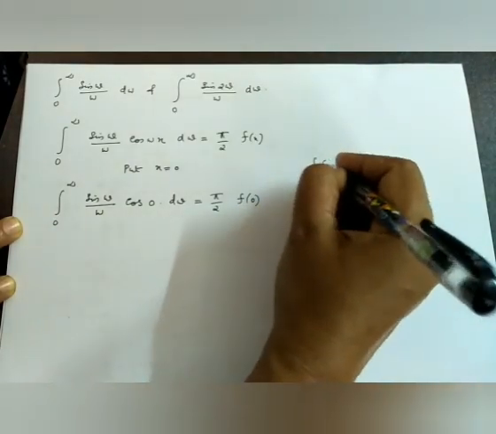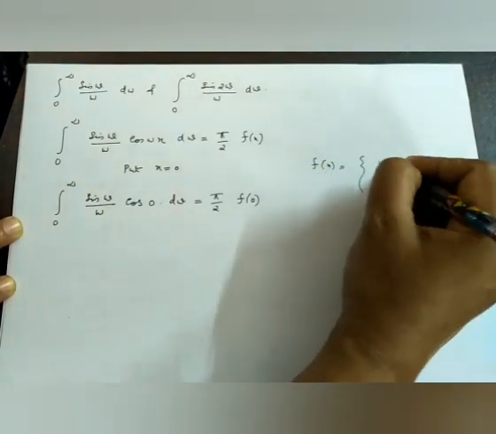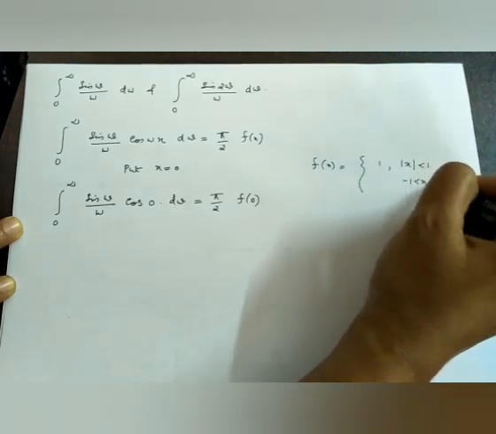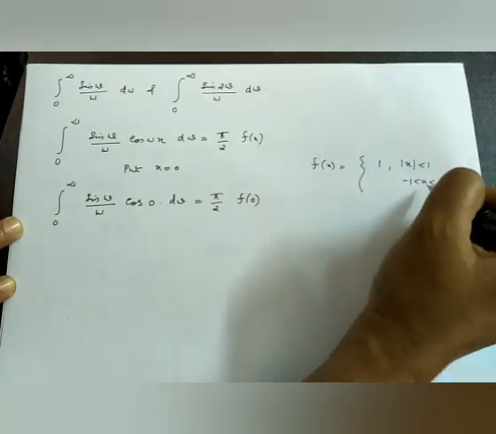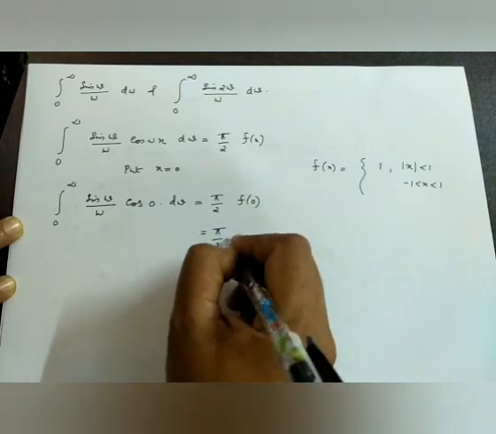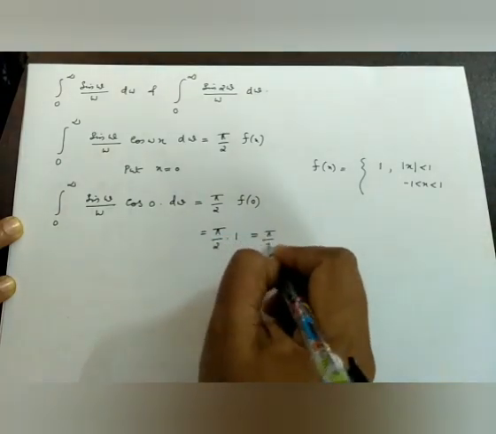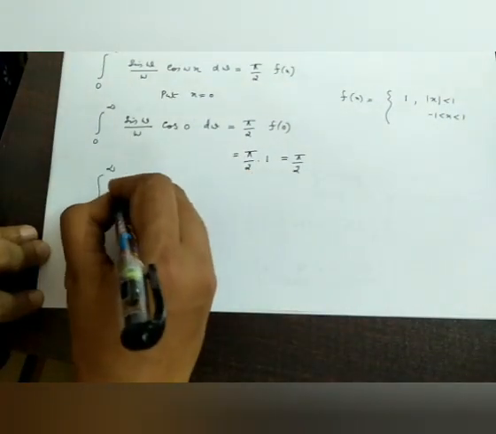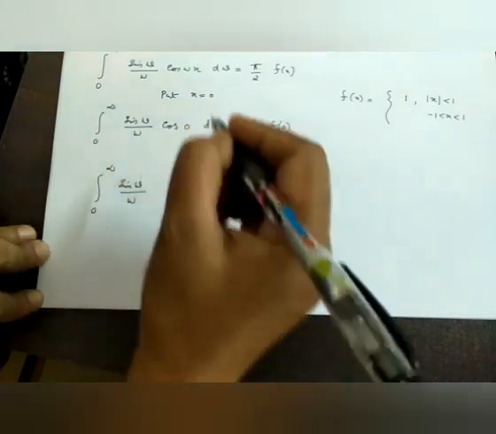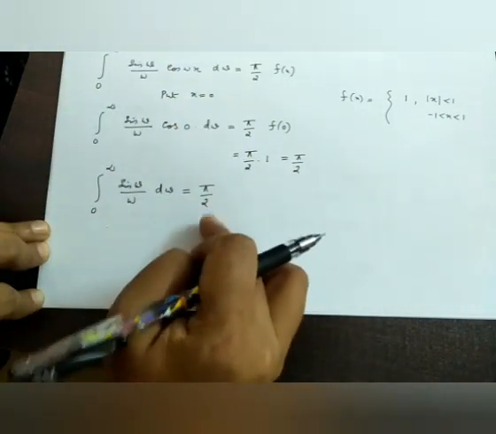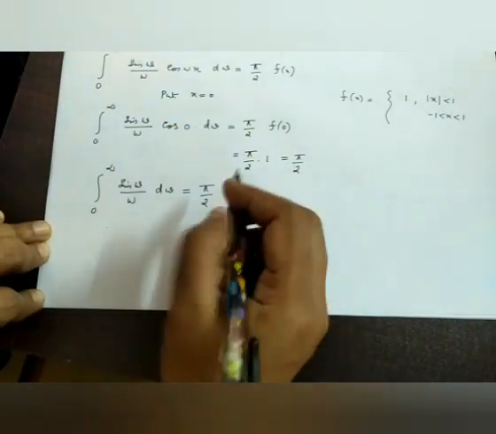We know that f of x is equal to 1 when mod x is less than 1, that is in between minus 1 and 1, the value of f of x is 1. Therefore, in between this, x is equal to 0 exists. Therefore, f of 0 becomes equal to 1. Therefore, we have pi by 2 into 1, which is equal to pi by 2. Here we have the integral from 0 to infinity of sin omega by omega, cos 0 is 1, d omega, which is equal to pi by 2. Therefore, one of the integrals we got has the value pi by 2.